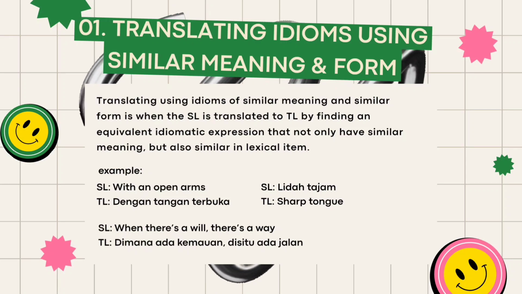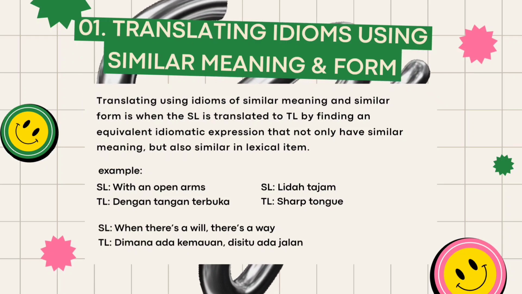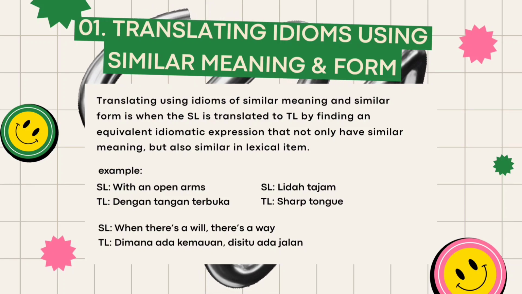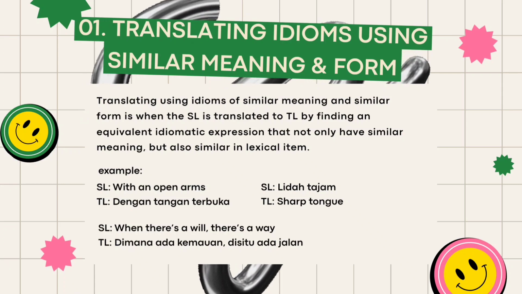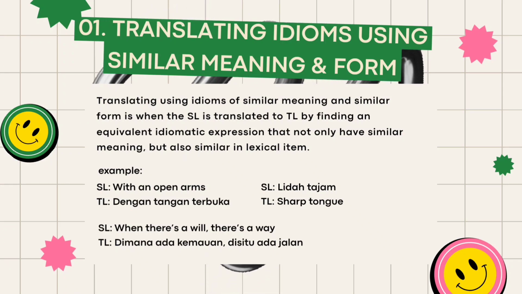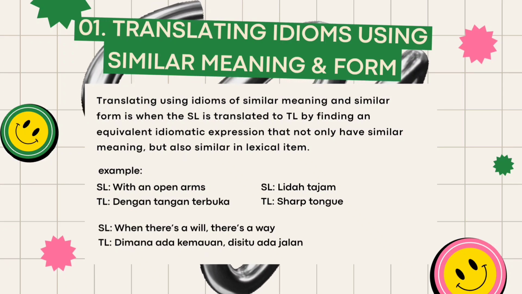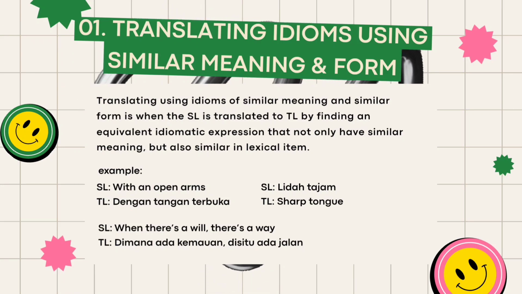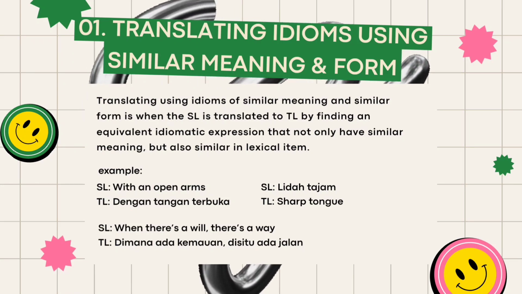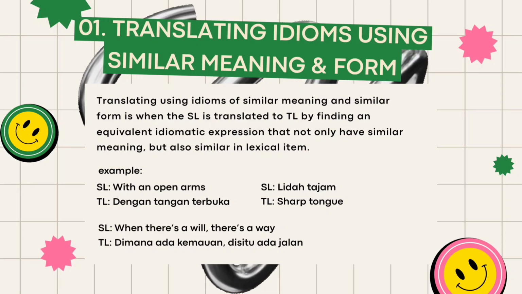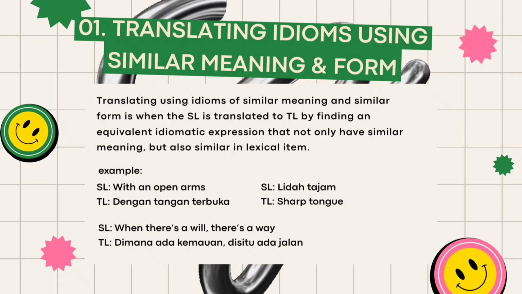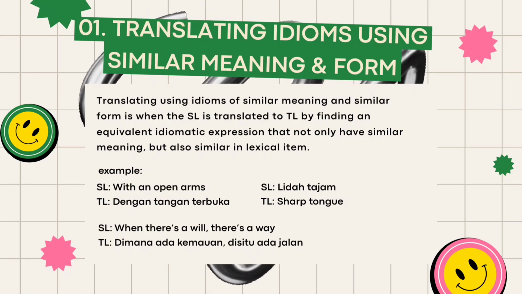Another example is "when there's a will, there's a way," translated to "dengan ada kemauan, di situ ada jalan." Both of these idioms mean that if someone is determined or has strong willpower, they will find a solution or a way to achieve something no matter how difficult the situation is. The lexical items "will" or "kemauan" and "way" or "jalan" are also semantically equivalent.